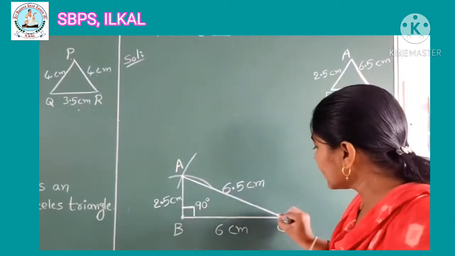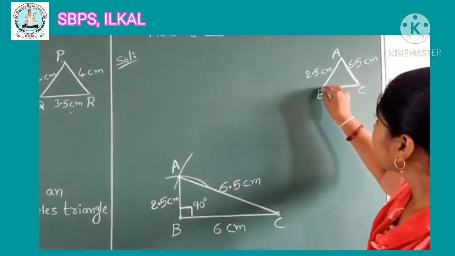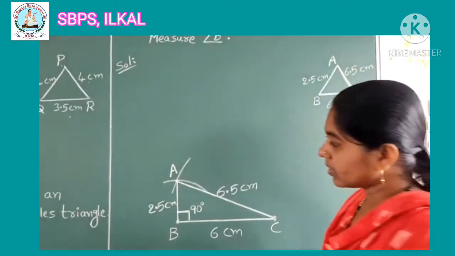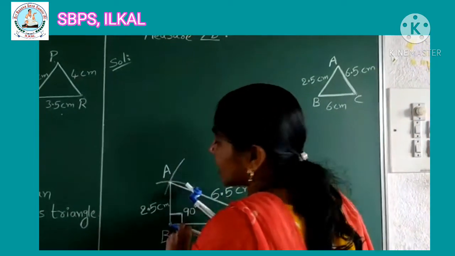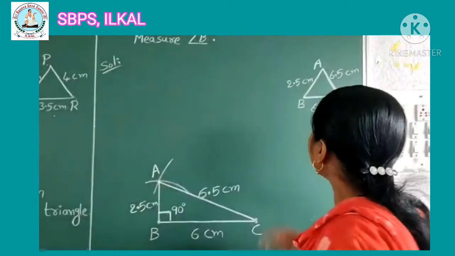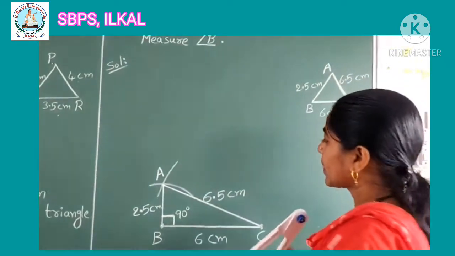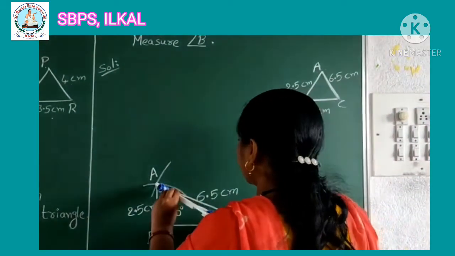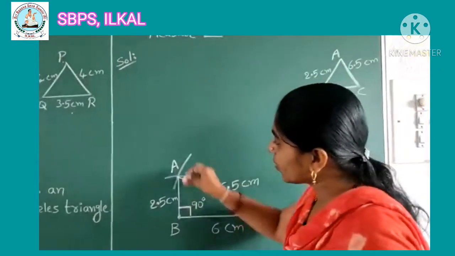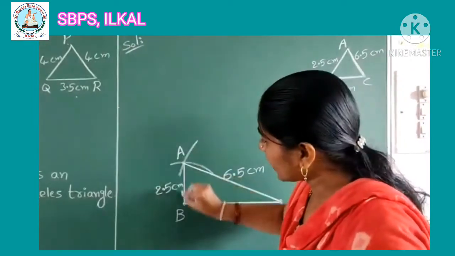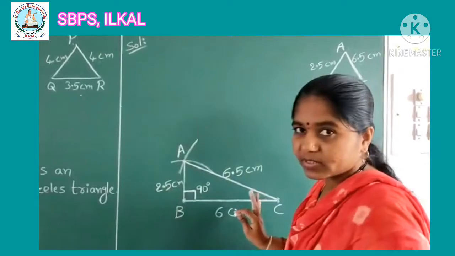Draw a line segment BC equal to 6 cm. Okay. And then BA is equal to 2.5 cm. With B as center, we have to draw an arc of exactly 2.5 cm. Okay, and then CA, or AC, is equal to 6.5 cm, they gave. If you draw a 6.5 cm arc, it will meet at point A. Then you join AB and AC. Okay, the required triangle ABC is constructed.